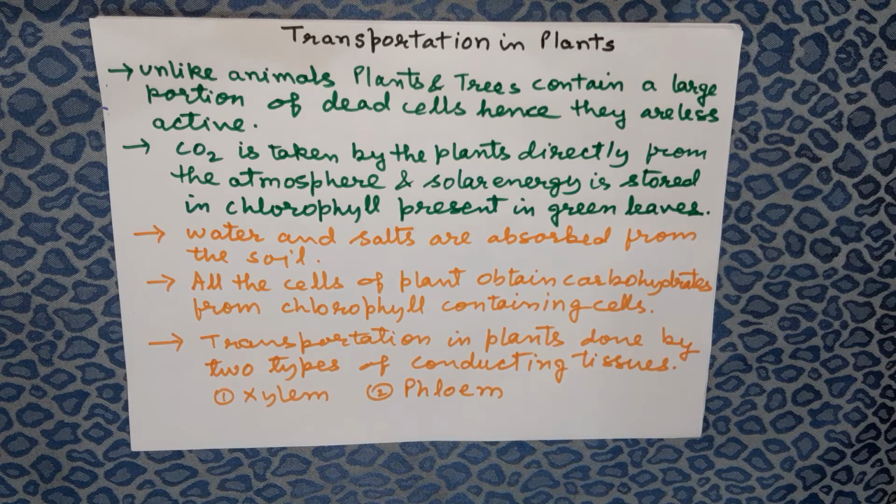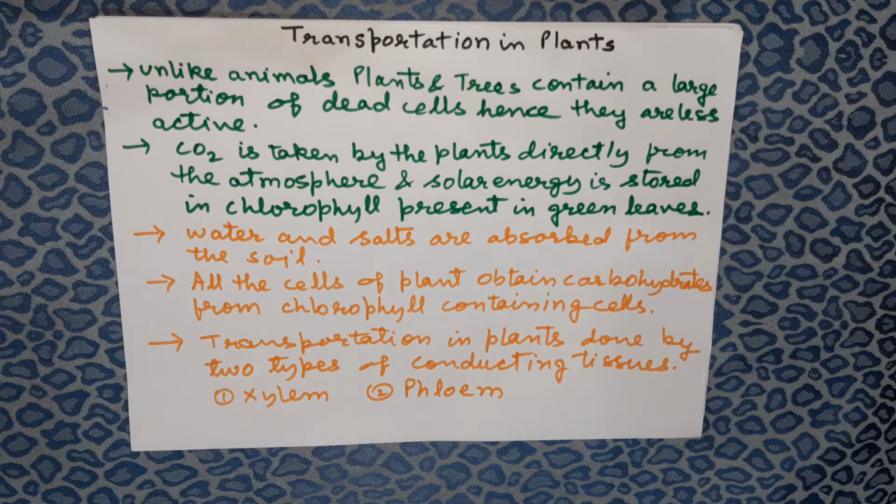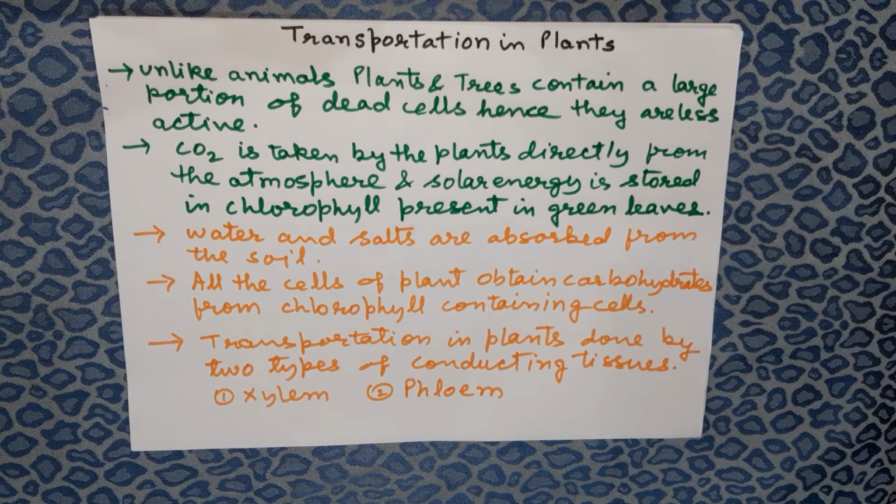So just now what we did, carbon dioxide is taken by the plants from the atmosphere and oxygen is given out. Solar energy is stored in the chlorophyll containing cells because chlorophyll plays an important role in absorbing solar energy. Then water and salts are obtained from the soil.